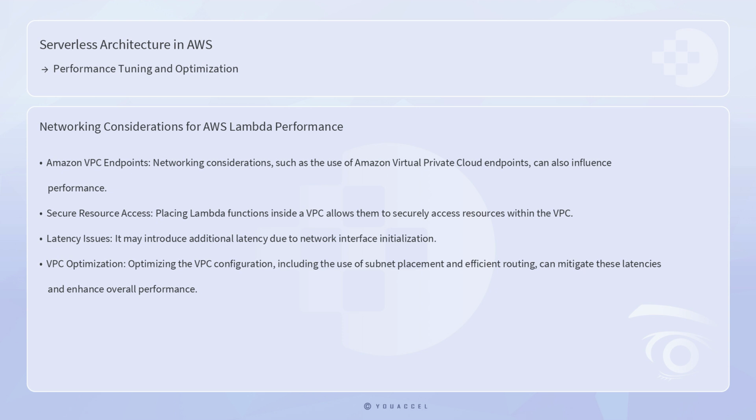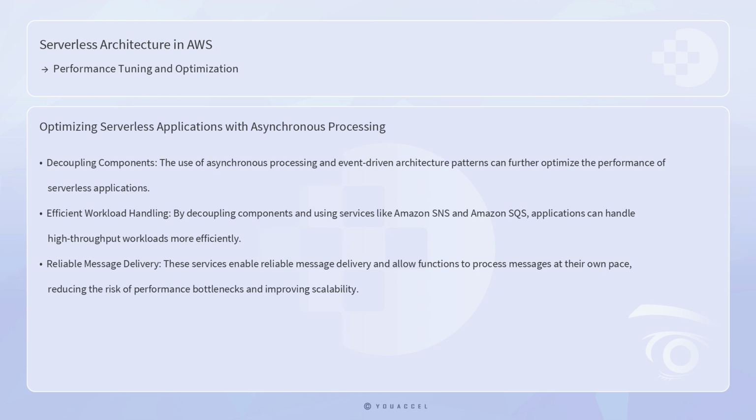Networking considerations, such as the use of Amazon Virtual Private Cloud endpoints, can also influence performance. Placing Lambda functions inside a VPC allows them to securely access resources within the VPC, but it may introduce additional latency due to network interface initialization. Optimizing the VPC configuration, including the use of subnet placement and efficient routing, can mitigate these latencies and enhance overall performance. The use of asynchronous processing and event-driven architecture patterns can further optimize the performance of serverless applications.